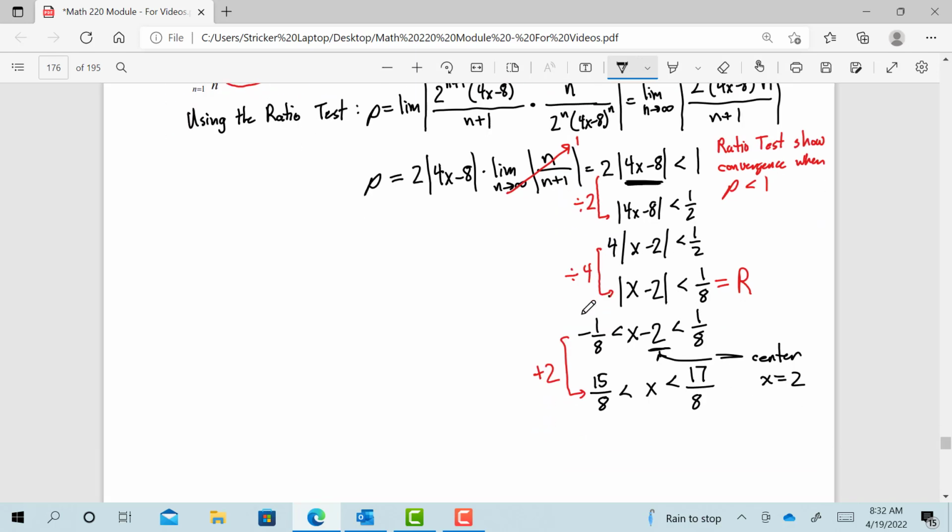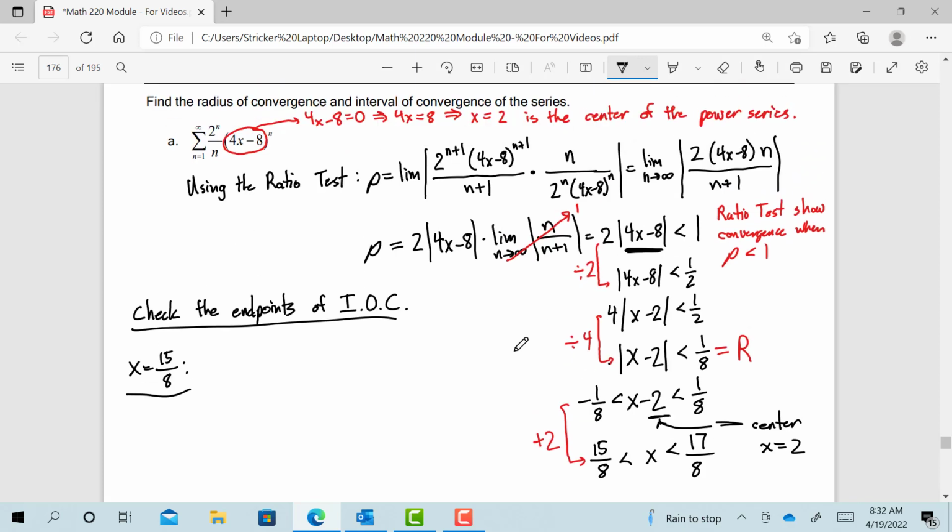So the only thing left that we have to do is check the endpoints of the interval of convergence. And I call the interval of convergence the IOC. So the first one we want to check is the left endpoint. That's x equals 15/8. Okay, and this is pretty easy to do. All we do is we take that value of 15/8 and we plug it into the original series.